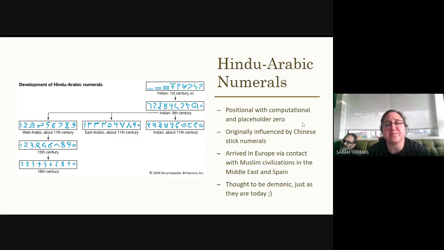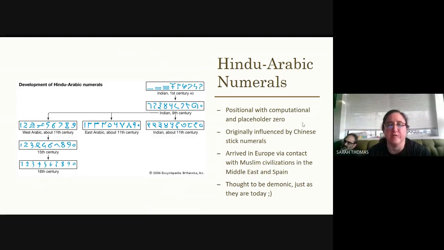But you can see that while 6 and 7 look kind of like what we were used to, they went through an evolution where they didn't. And of course, 4 and 5 and 8 and 9 don't look a whole lot like what we are familiar with. You can kind of track the evolution of these. You can kind of see where the 0 came in as well. And the 0 was originally like a little circle or a dot. It represented the void, nothingness. It was a computational 0 as well as a placeholder 0.